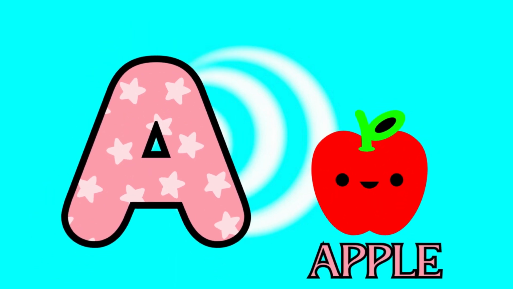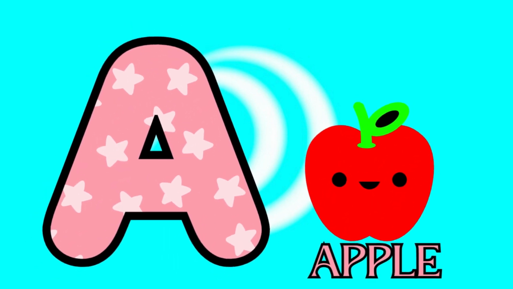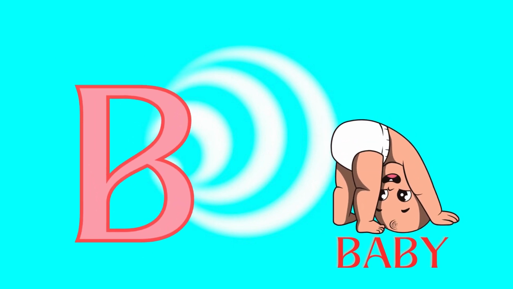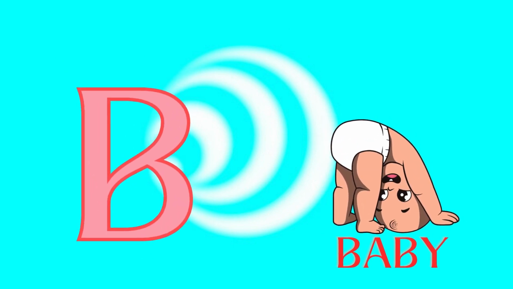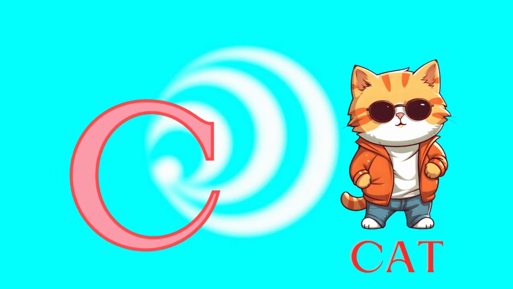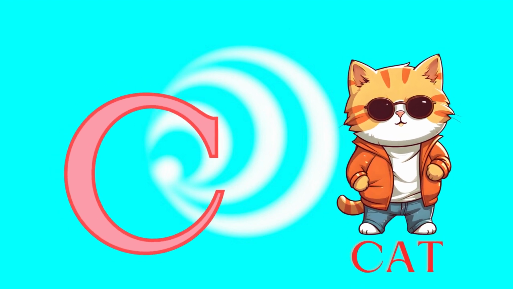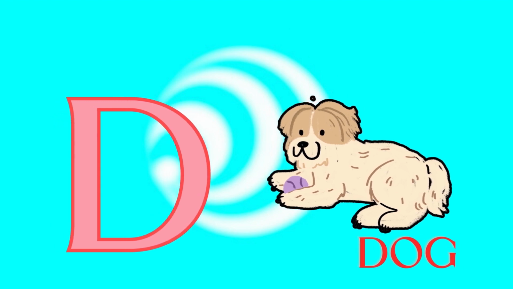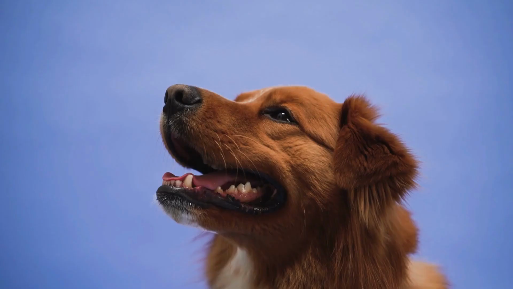A is for apple, A, A, apple. B is for baby, Ba, Ba, baby. C is for cat, Ka, Ka, cat. D is for dog, Da, Da, dog.